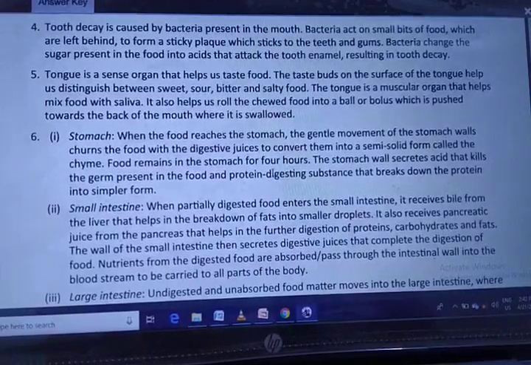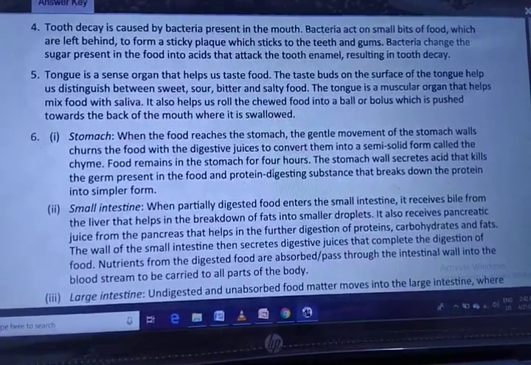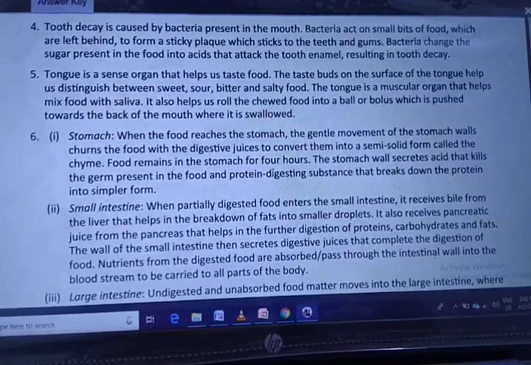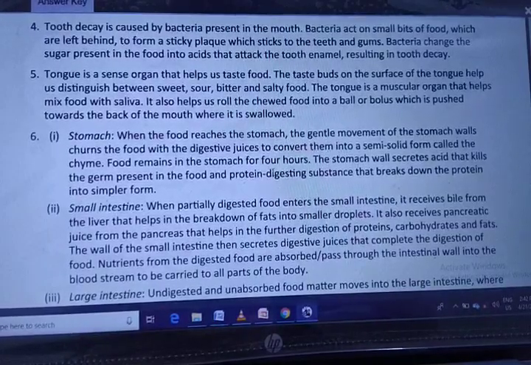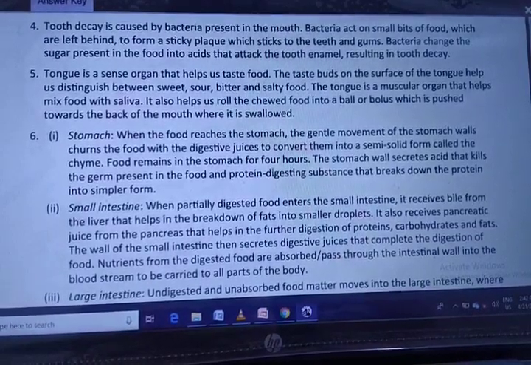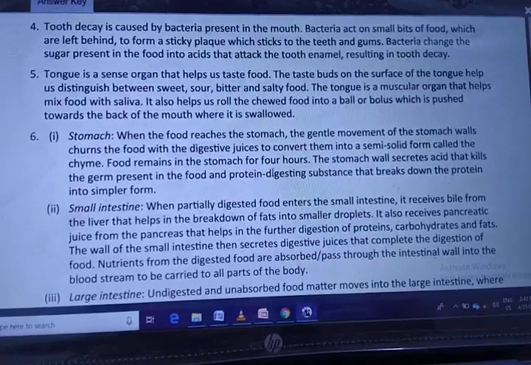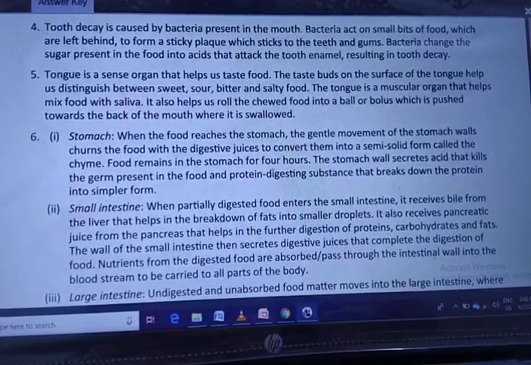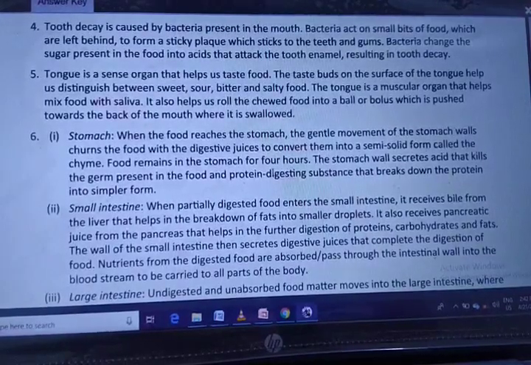Question number 5. What are the functions of the tongue? The tongue is a sense organ that helps us to taste food. The taste buds on the surface of the tongue help us distinguish between sweet, sour, bitter and salty food. The tongue is a muscular organ that helps mix food with saliva. It also helps us roll the chewed food into a ball or bolus, which is pushed towards the back of the mouth where it is swallowed.